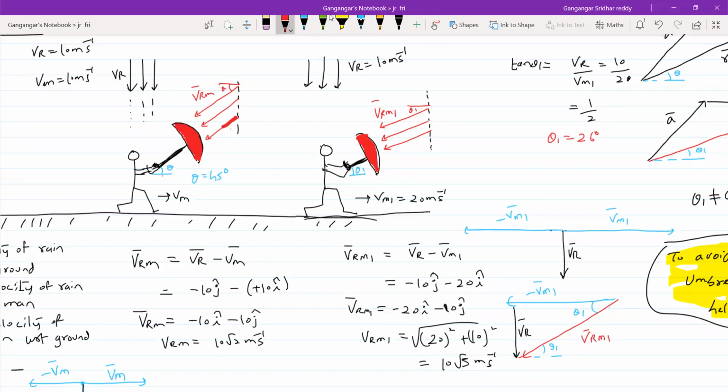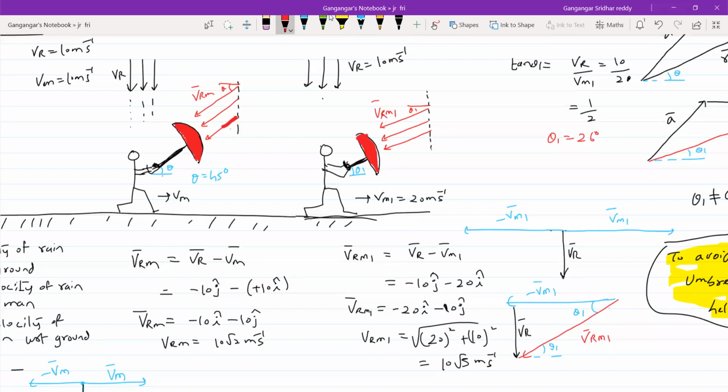Somebody asked, sir, if held vertically, definitely, I'm very sure, raindrops will come. No, the raindrops will come along the red color arrows only, provided the diameter of the dome is sufficient. Is that okay? So what should you do? You should orient his umbrella against VRM bar. That's all. Finish over.